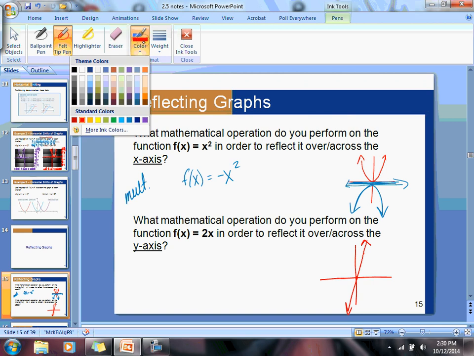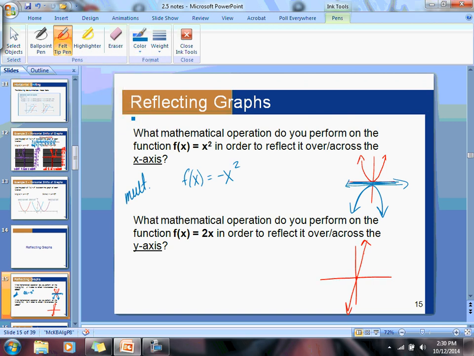Now I want that to reflect across the y-axis. So here's my y-axis. That means I want this to act like a mirror. So if I put a mirror down there, then I would have this as my new graph. So what do I do in order to get that to happen?